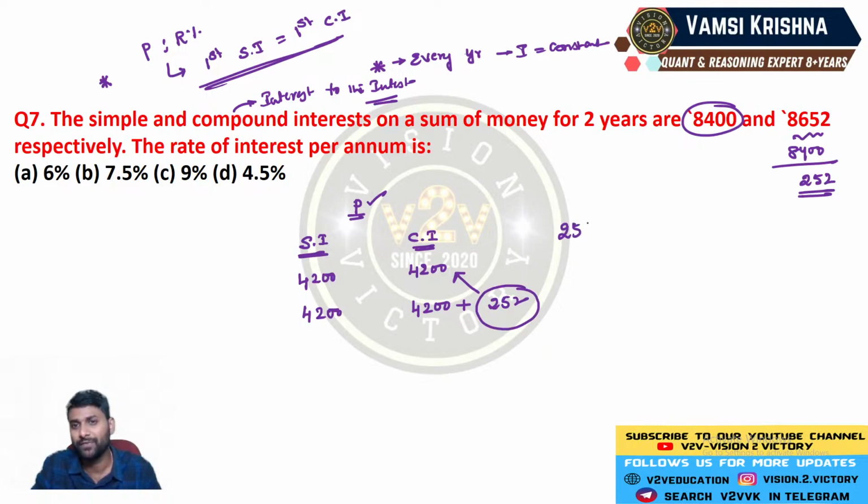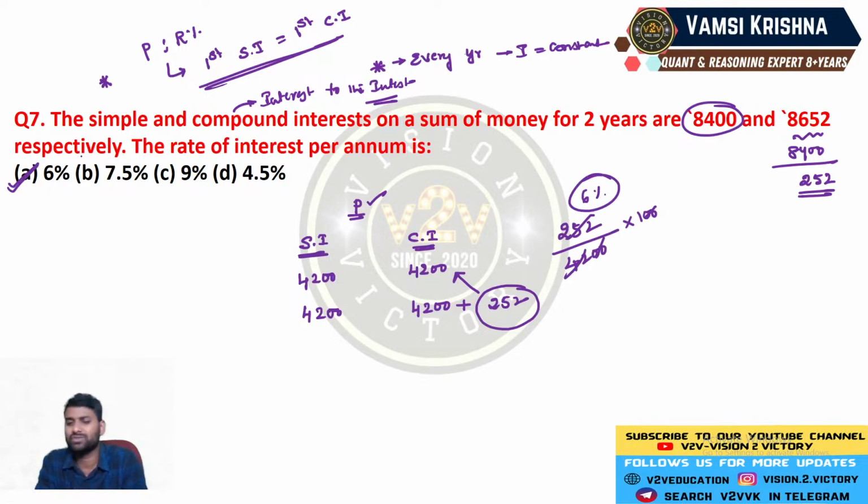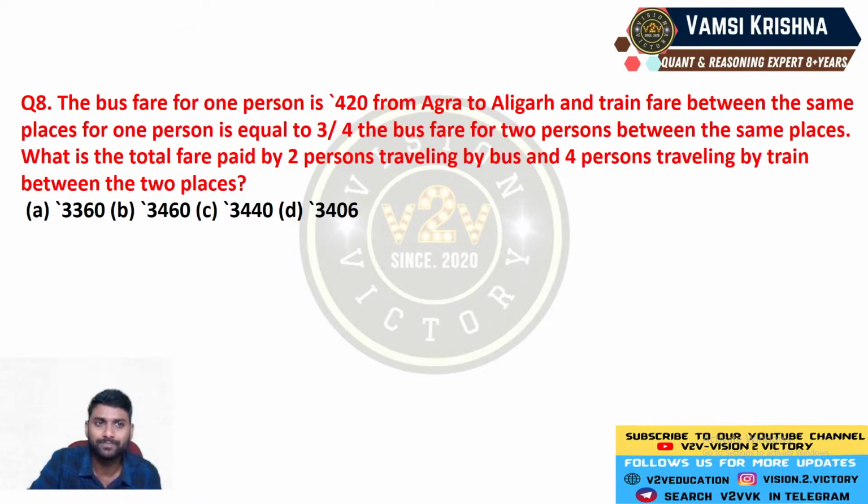So 252 is what percentage of 4,200? That's your question. Now it is exactly 6%. So in less than a minute, if you understand the concept, you can solve these kinds of questions, guys. That's why focus on concept. See the next question.